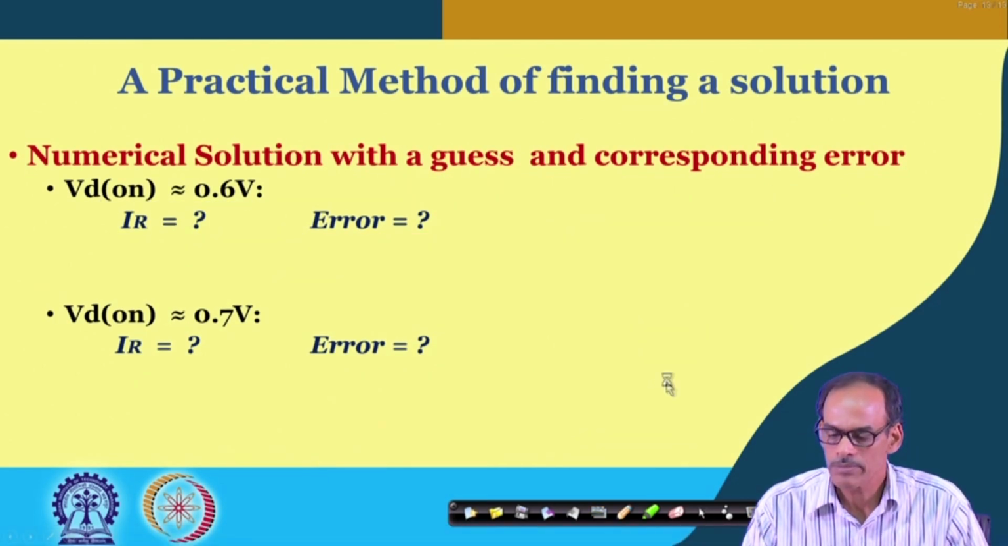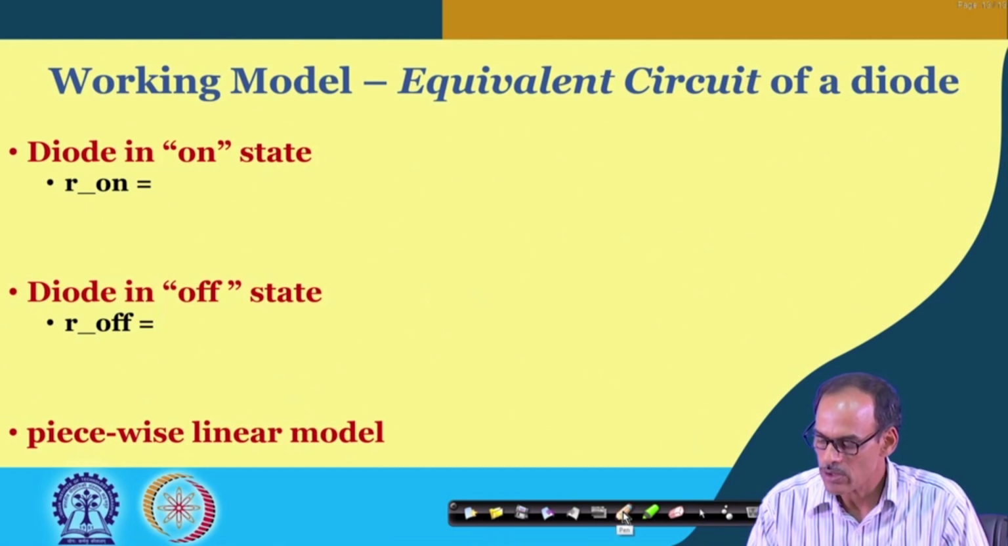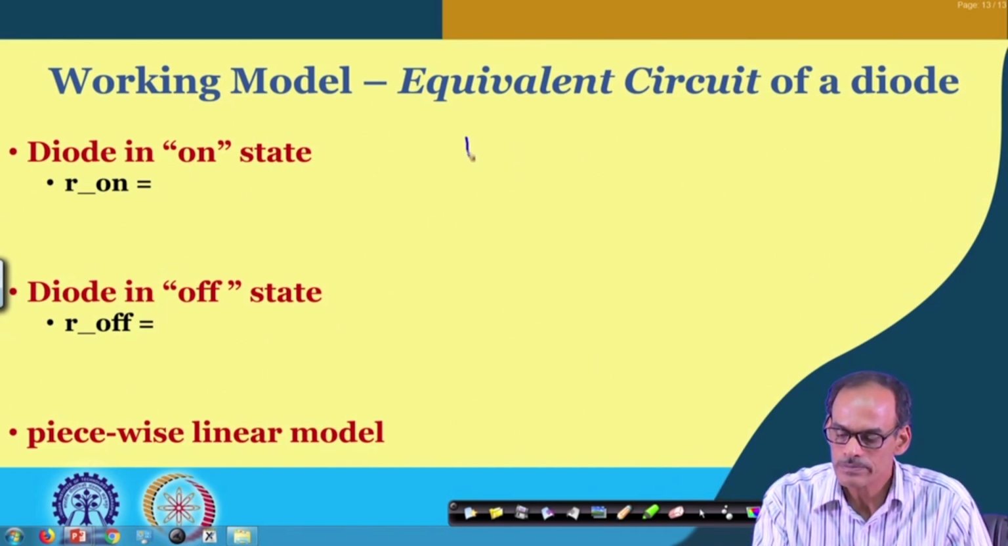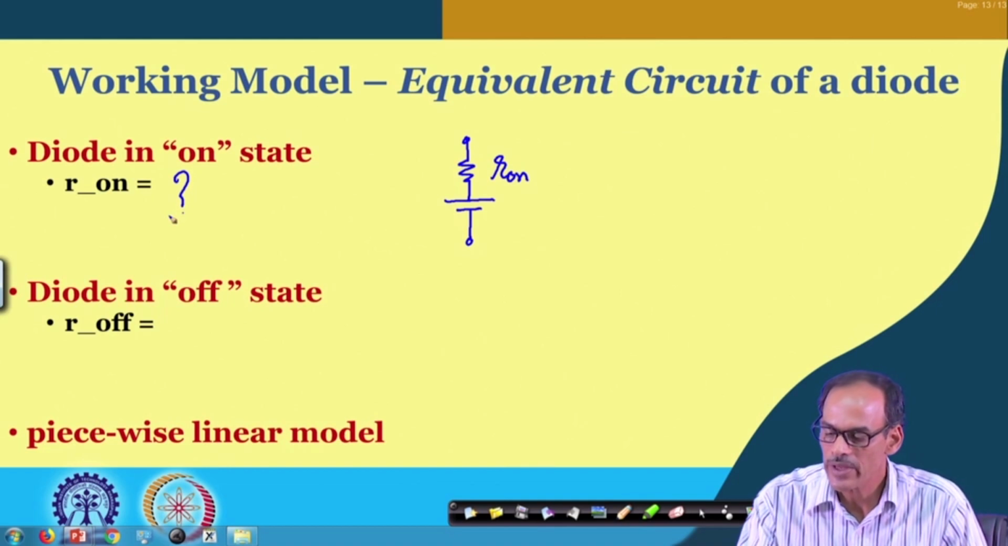So, let us move to the piecewise linear model in more detail. As I said, if the diode is on, we may replace this diode by simply an on resistance in series with V gamma, called the cut-in voltage, and this R on. So, what is this R on? How do we get that?